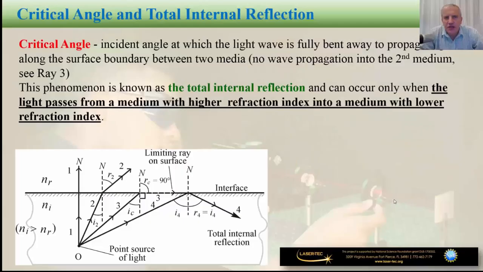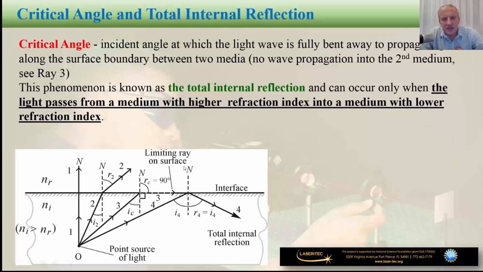The next important concept that we would want to briefly introduce is the concept of the critical angle and so-called total internal reflection. Here we are analyzing the bending of light still, and we are analyzing the propagation of the light from the optically more dense into the optically less dense medium.